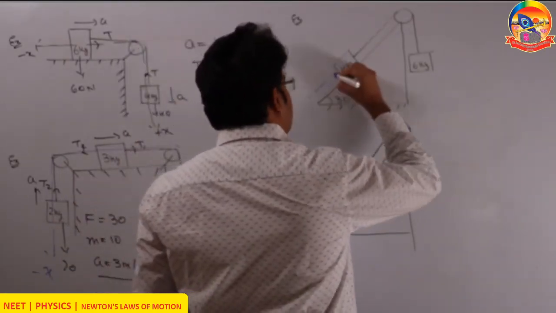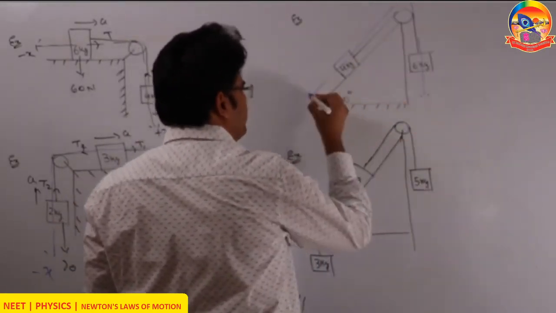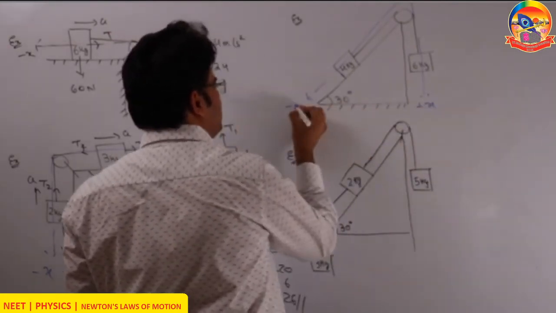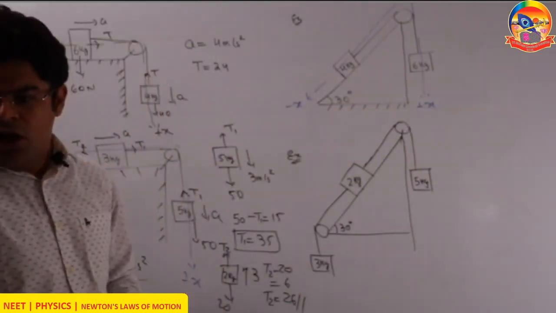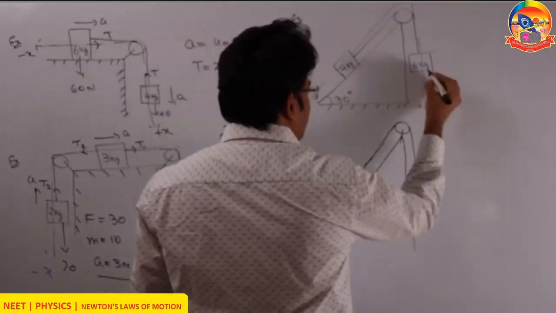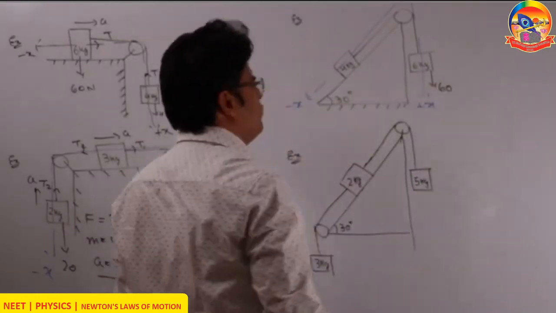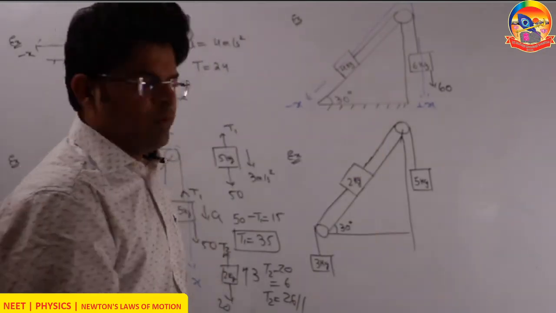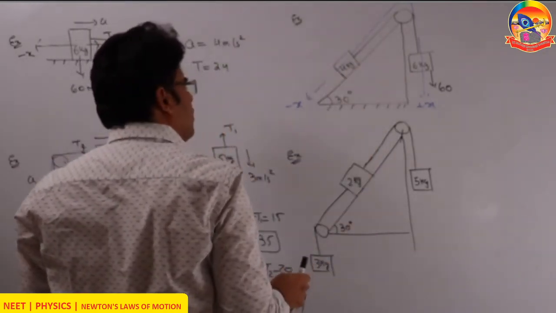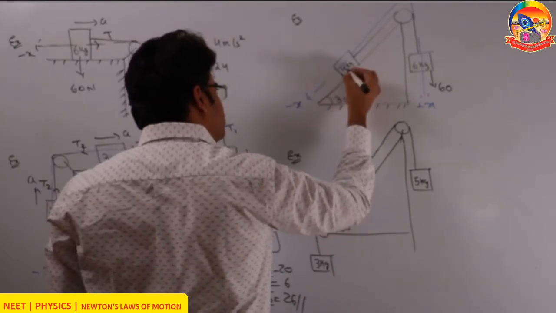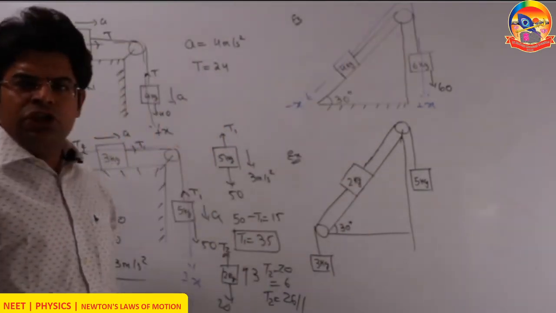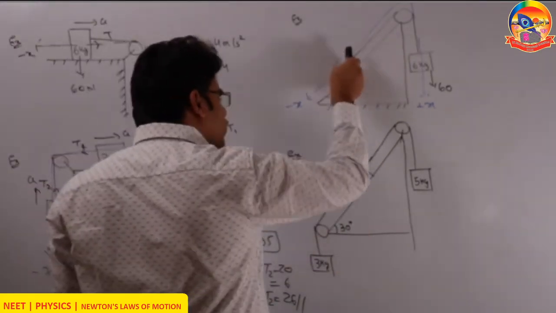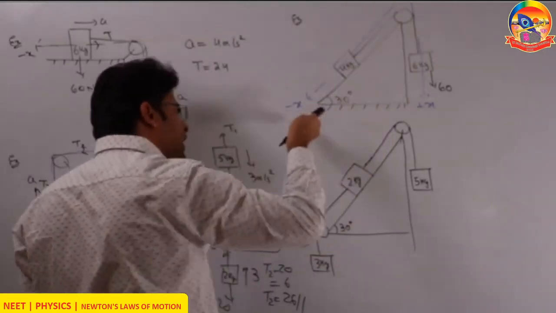First of all, assume an axis along the string. Let's say this is positive x, this is negative x. On this 6 kg, there will be a force of 60 towards positive x. On this 4 kg, there will be a force of 40 downward. But this time, the force is not perpendicular to the axis. So there will be a component of this force of gravity, 40 downwards, along the axis.